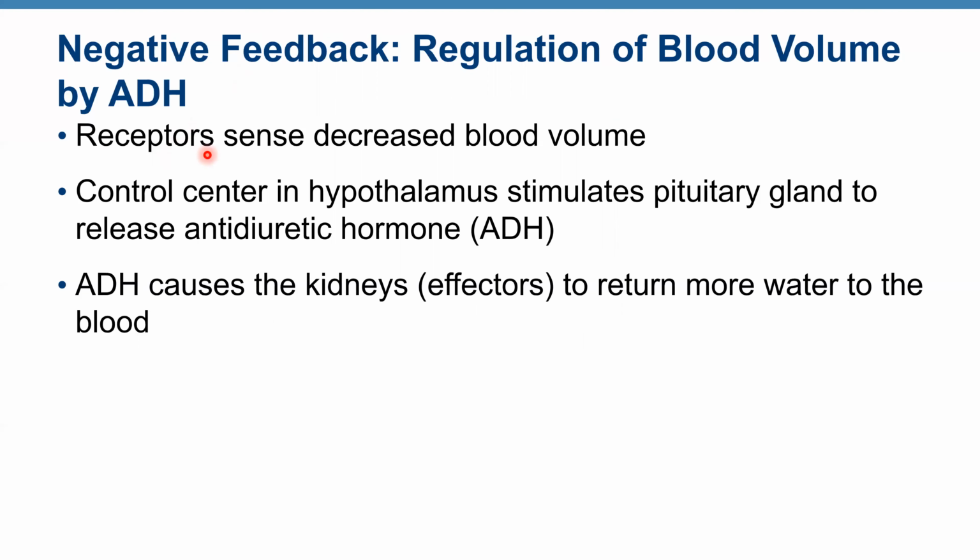Now you need receptors that will sense the decrease in the blood volume. Then you need a control center, and the control center will be in the hypothalamus, and specifically the pituitary gland, that will release this antidiuretic hormone. And antidiuretic hormone causes kidneys, that's the effector, to return more water to blood. Right, so that would be our negative feedback and the way your body regulates your blood volume.